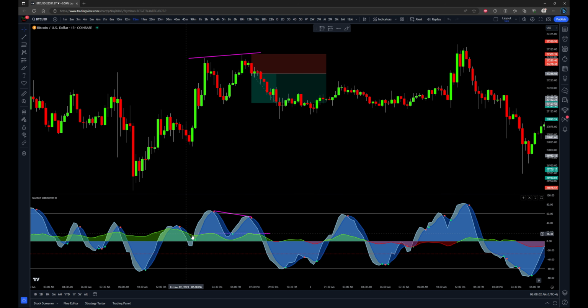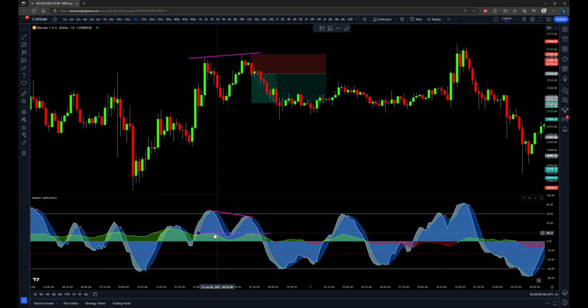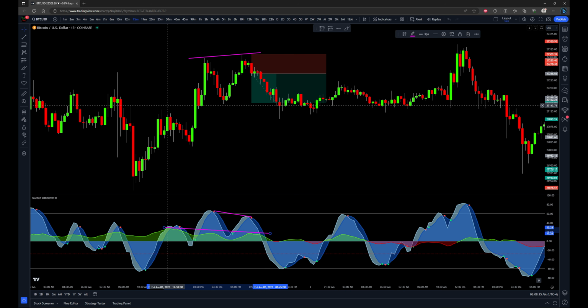And then this green wave as well. We can see lower highs on this green wave, but each time price actually makes a higher high. So that's a regular bearish divergence. We have it here as well. So from this high here, this high here, this high here, we're getting higher highs on price, but lower highs on this green wave, lower high on this blue wave here. Okay, so that's a regular bearish divergence.